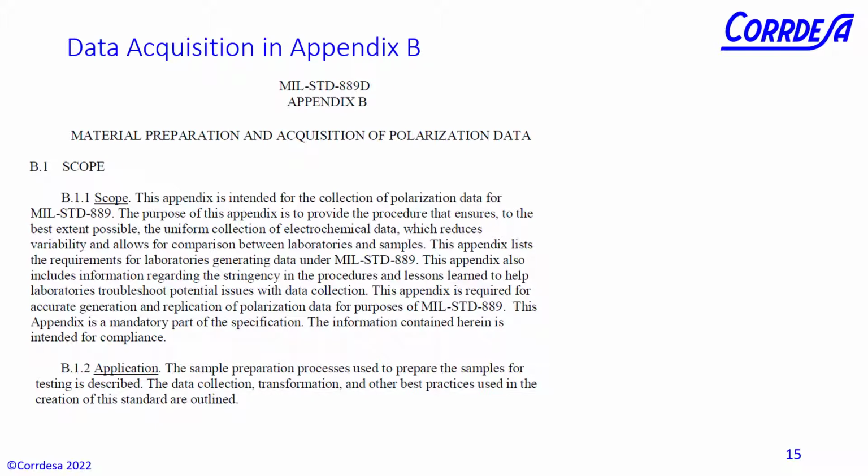So, okay, how do you get the data? How do you get these polarization curves? Because one person could gather the data and it could be quite different to another person depending on their techniques and equipment. So in the same standard there's an appendix, and Cordesa were involved in a round robin which was testing this recipe, this protocol for gathering this data, and it's quite robust.